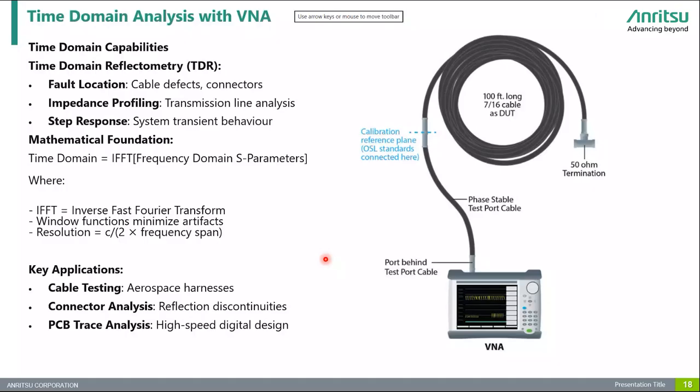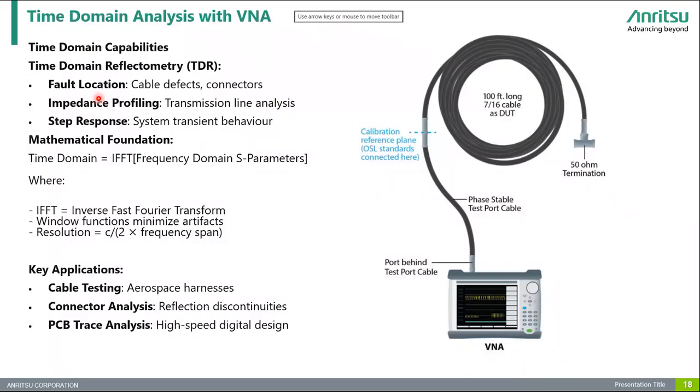This slide introduces the time domain reflectometry capabilities of the vector network analyzer, which extends its usefulness beyond frequency domain measurements. TDR is a powerful technique used to analyze how signals behave over time as they travel through a transmission medium. It's especially useful for identifying faults, discontinuities, and impedance mismatches in cables, connectors, and PCB traces also.